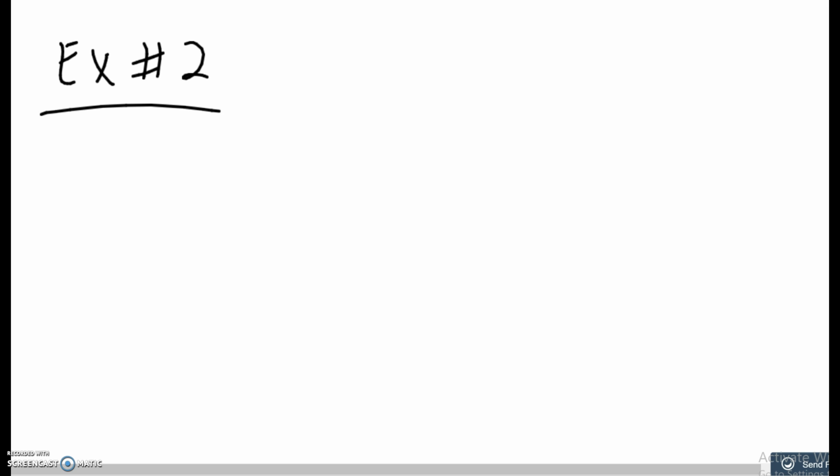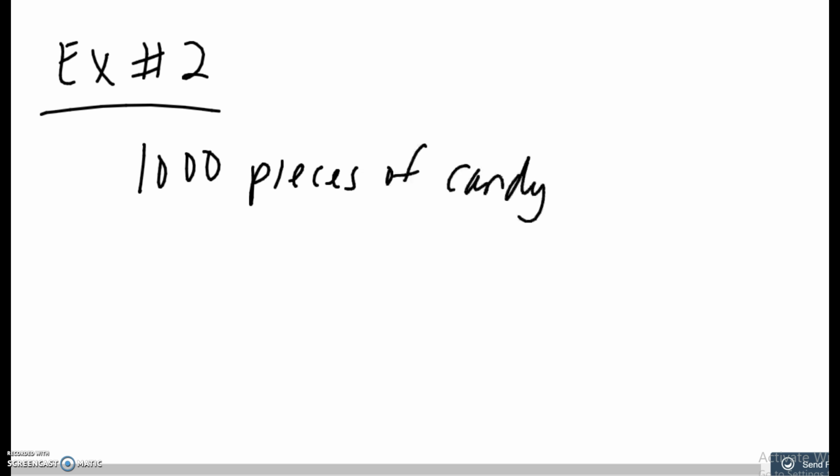So the question says that 1,000 pieces of candy cost $30. And then it asks us, how much would 10 pieces of candy cost?